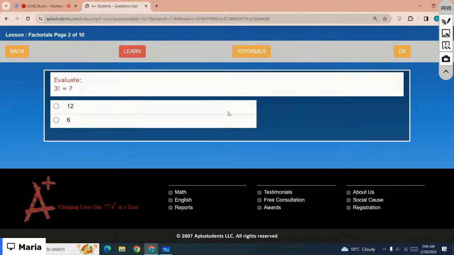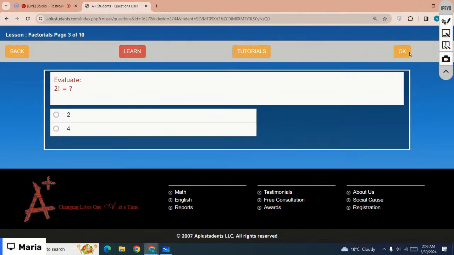Okay, the next example is 2 factorial. So 2 factorial is, yes, the correct option is 2 times 1 is 2. The correct option is 2, right?